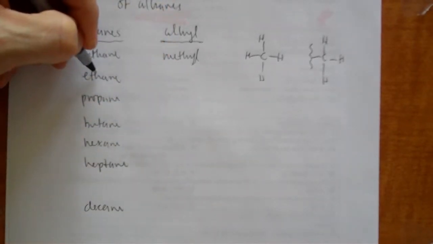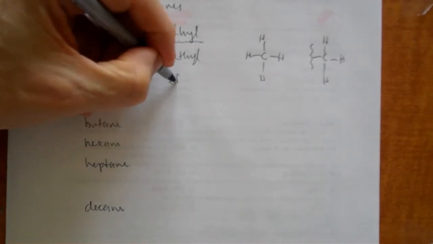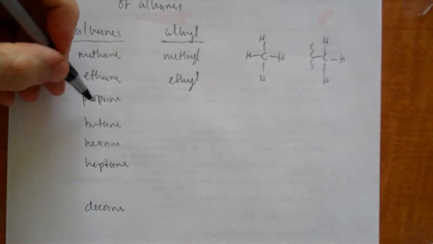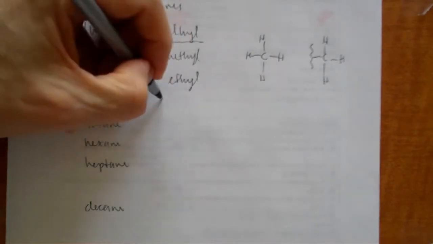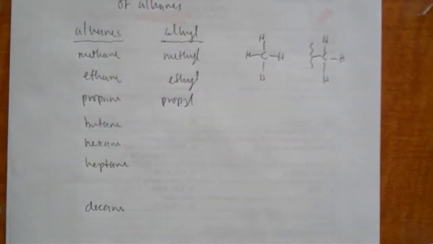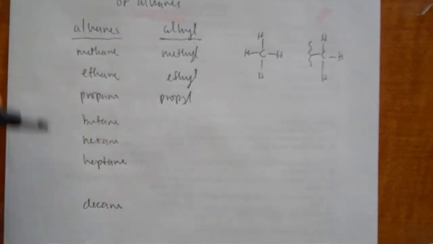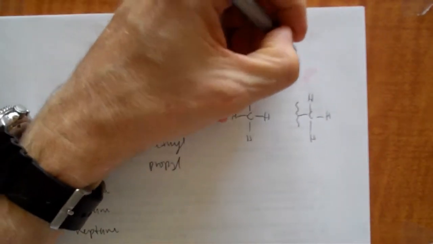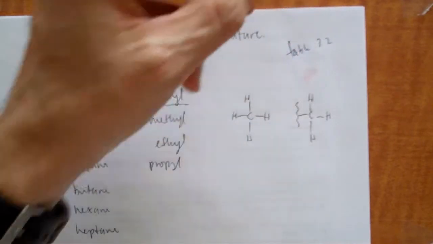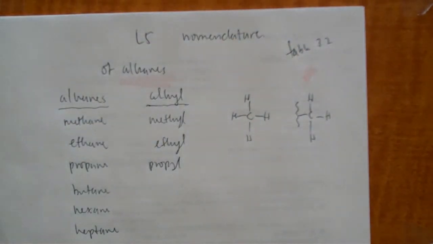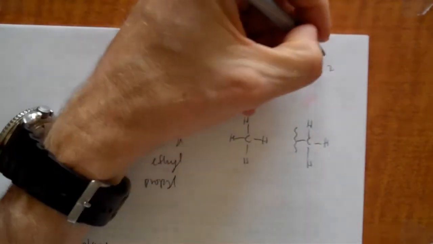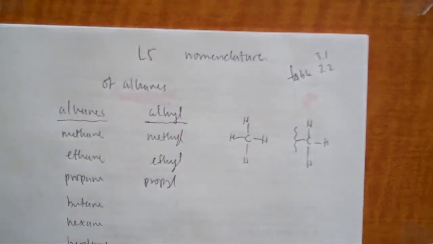What's the substituent? If ethane is a substituent on the side of something else, what's it called? Ethyl, right? If propane is, we get rid of the ane and we put propyl. Okay? So, with this in the back of your mind, you will want to look at table 3.2. Table 3.2 is a big one. And table 3.1. Tables 3.1 and 3.2 really have all this information in them.